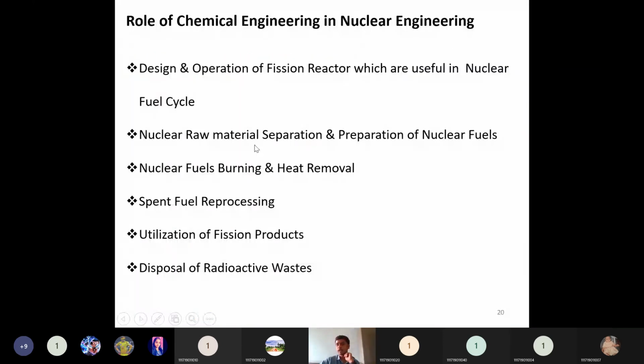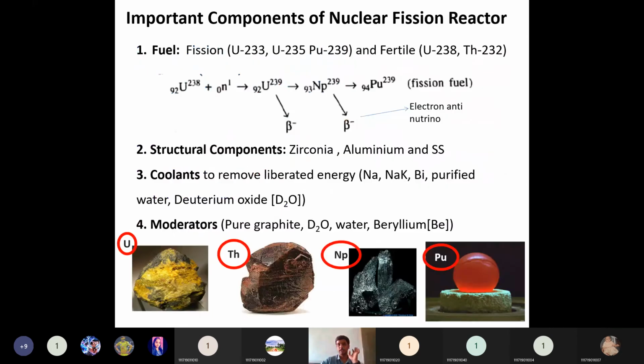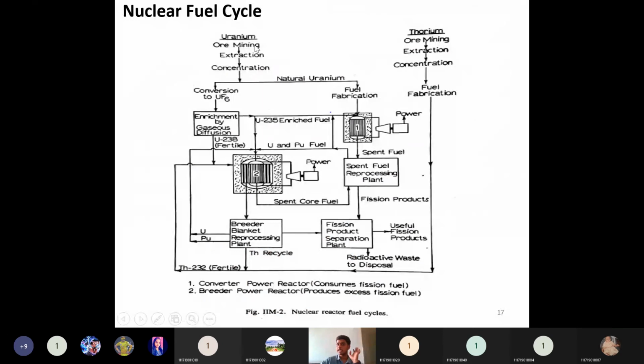Then the next one is nuclear raw materials separation and preparation of nuclear fuels. Nuclear fuel is not directly the fission fuel, or even if there is a fission fuel, it has to be enriched, concentrated, and purified. So separation, purification and preparation of nuclear fuels will also be looked after by the chemical engineer. The ore mining will be looked after by the mining people. Extraction, concentration, enrichment, all these operations will be designed and operated only by chemical engineers.